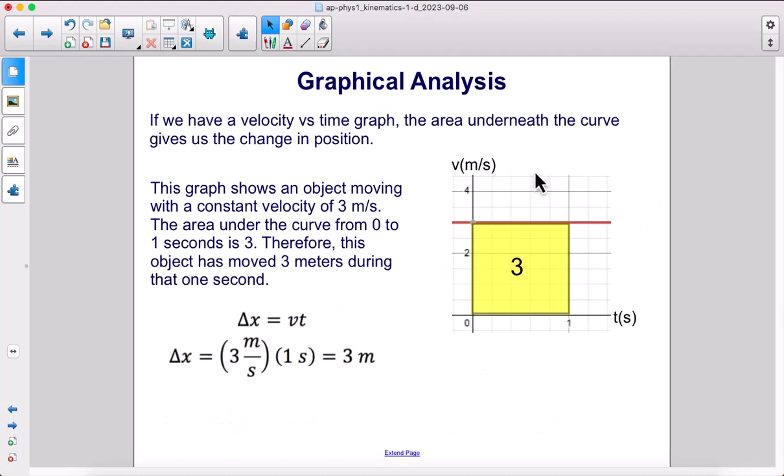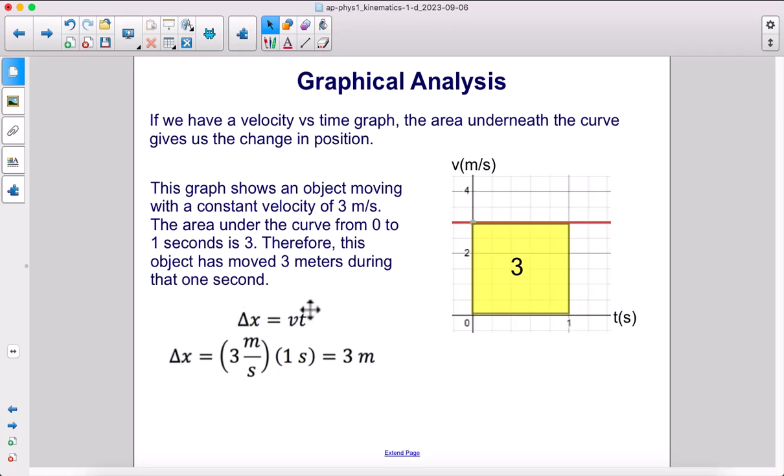If we have a velocity versus time graph, the area underneath the curve gives us the change in position. This graph shows an object moving with a constant velocity of 3 meters per second. The area under the curve from 0 to 1 second is 3. Therefore, this object has moved 3 meters during that 1 second. Remember, delta x, change in position, equals vt.